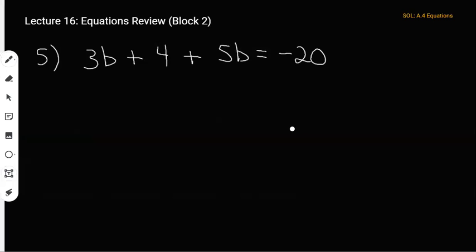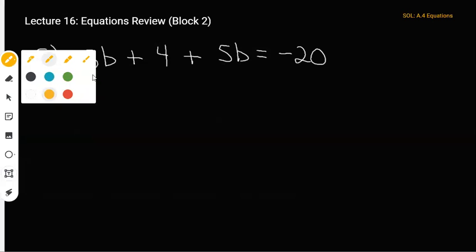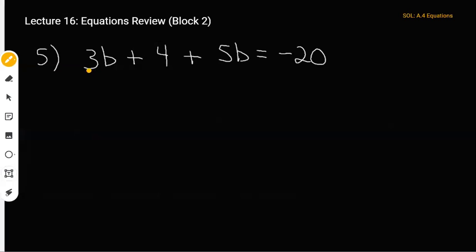Notice that this time I have a 3b and a 5b on the left side. I'm going to underline those in yellow because they are like terms. They end in the same variable. So that means I can put those two terms together. What would 3b plus 5b be? That would be 8b, right? And then I still have the plus 4 and the -20. So all I did was I combined like terms, and now I have a two-step equation I can solve.